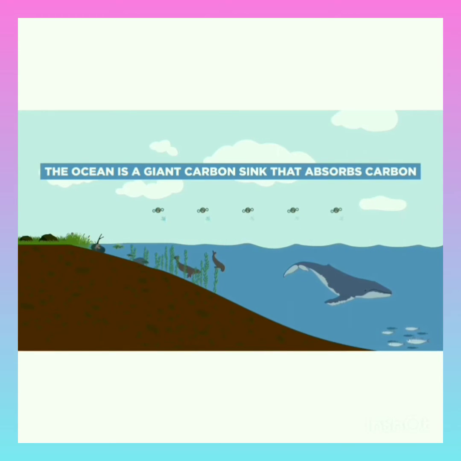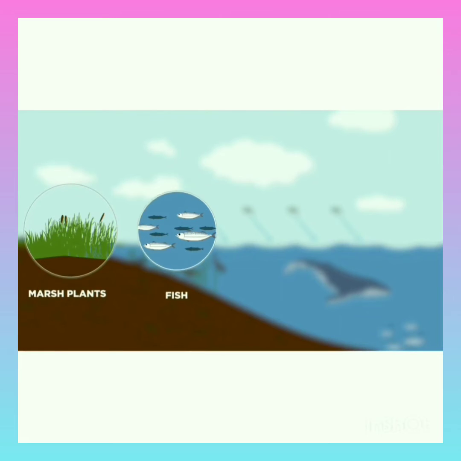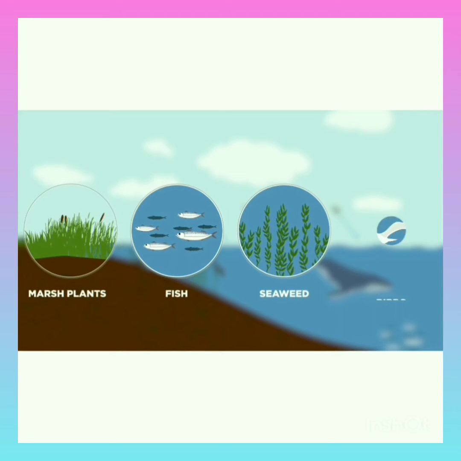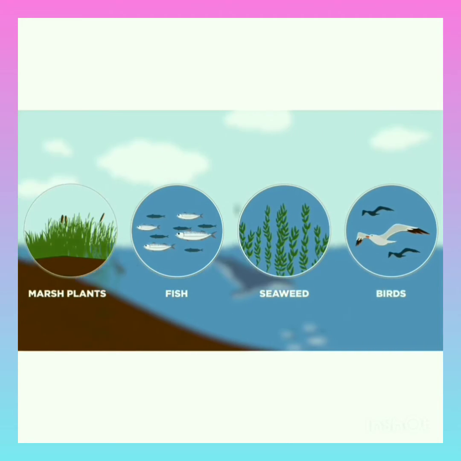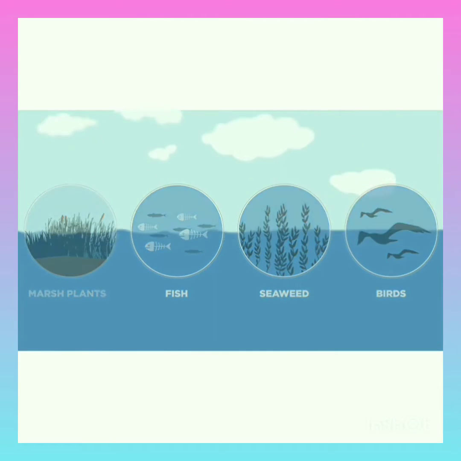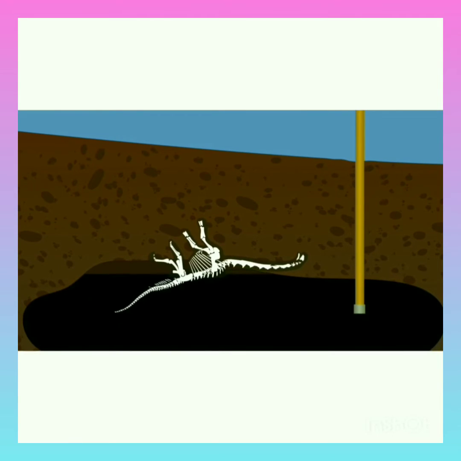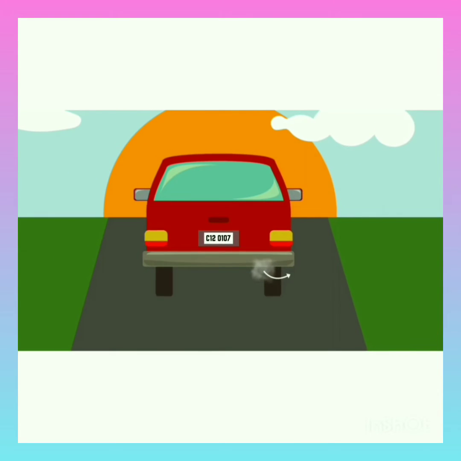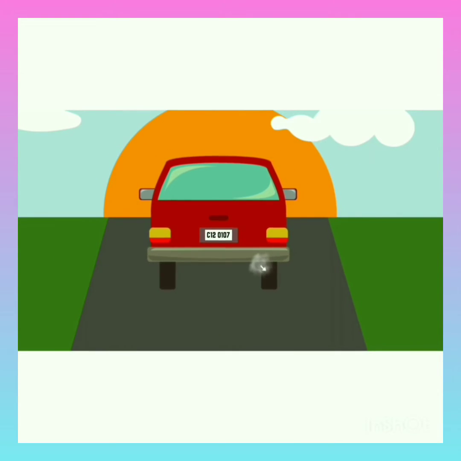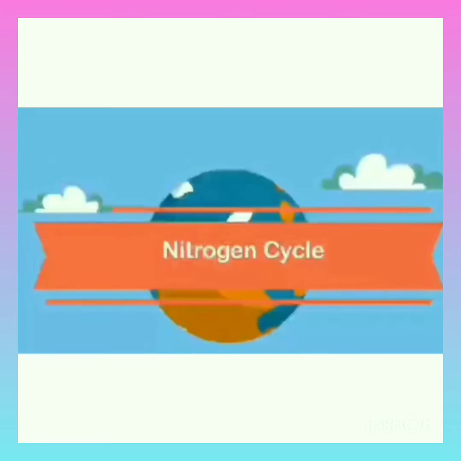These are the reservoirs or sinks through which carbon cycles. The ocean is a giant carbon sink that absorbs carbon. Marine organisms, from plants to fish, from seaweed to birds, also produce carbon through living and dying. Sometimes, dead organisms become fossil fuels that go through combustion.